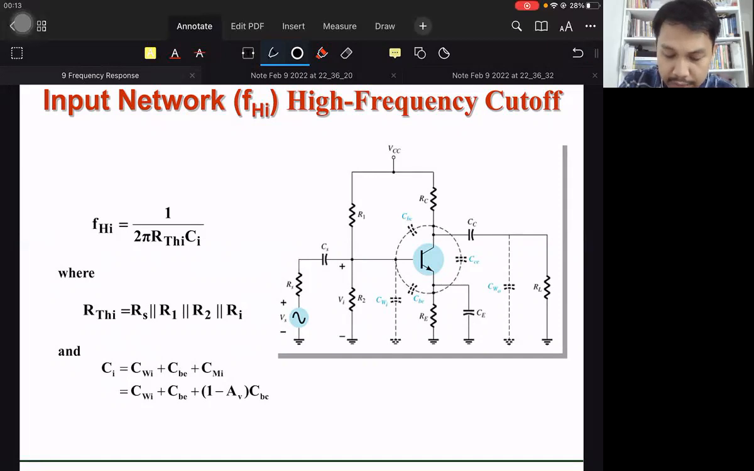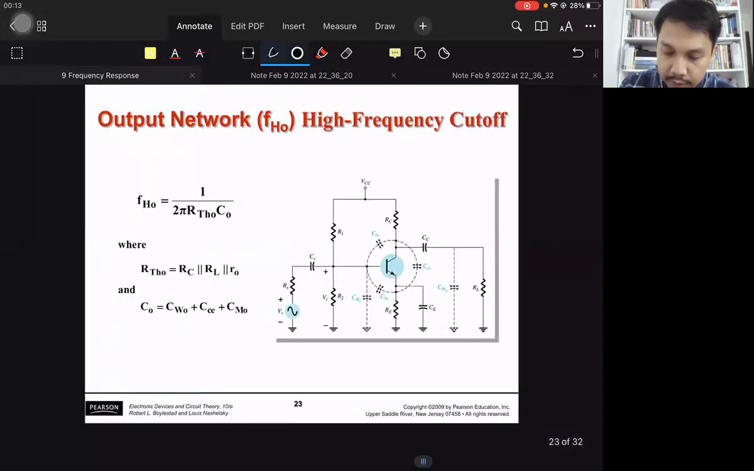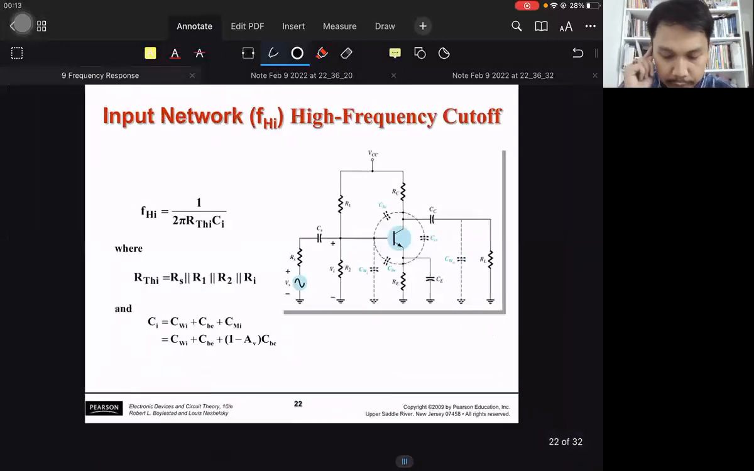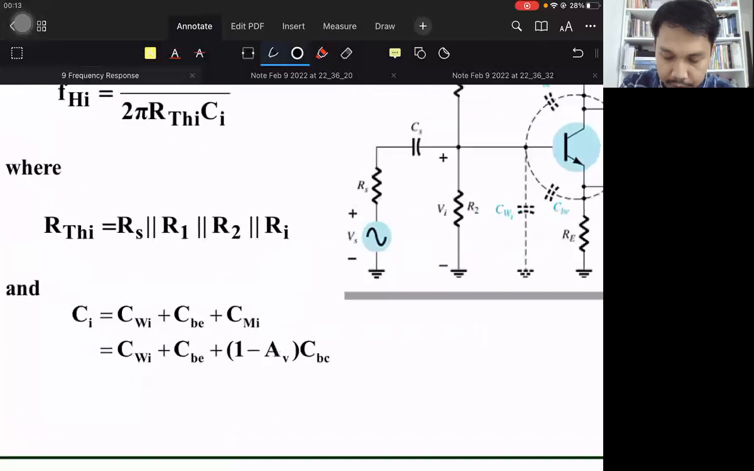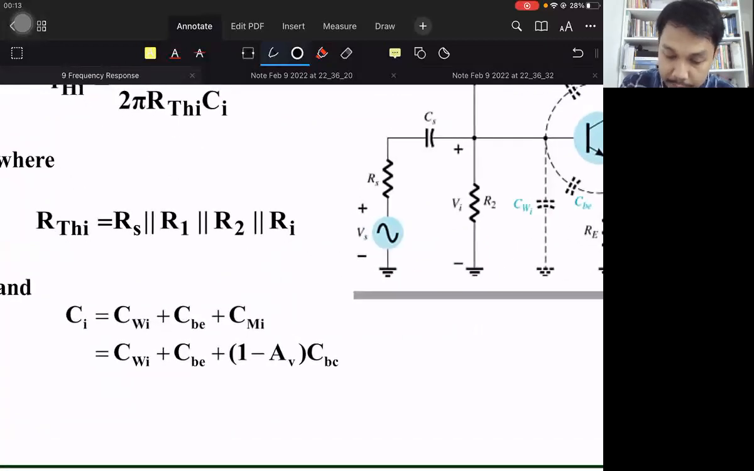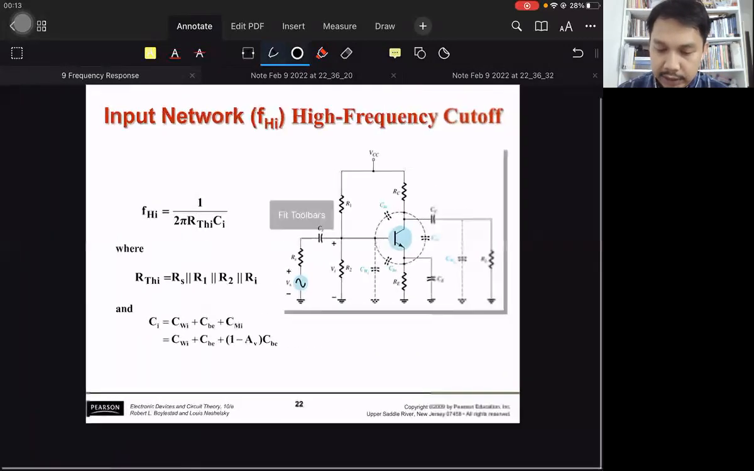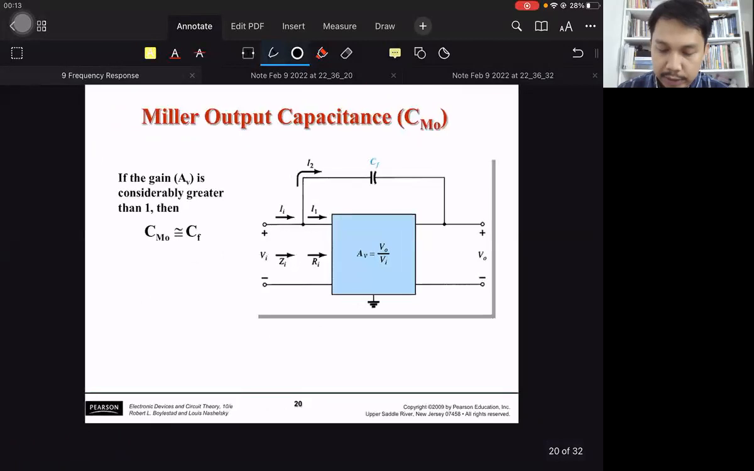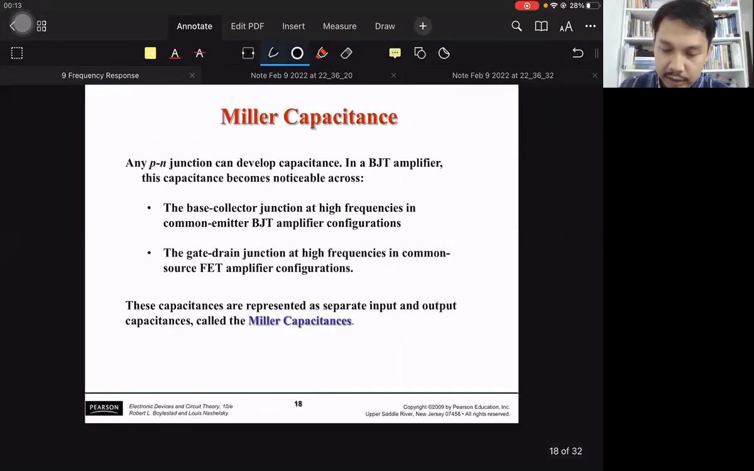And then the Miller capacitance of the output, this one, CMO. So where do we get them? When we measure, right? So we know the formula, 1 minus AV times CBC. So what is Miller capacitance? The explanation here is the Miller effect.